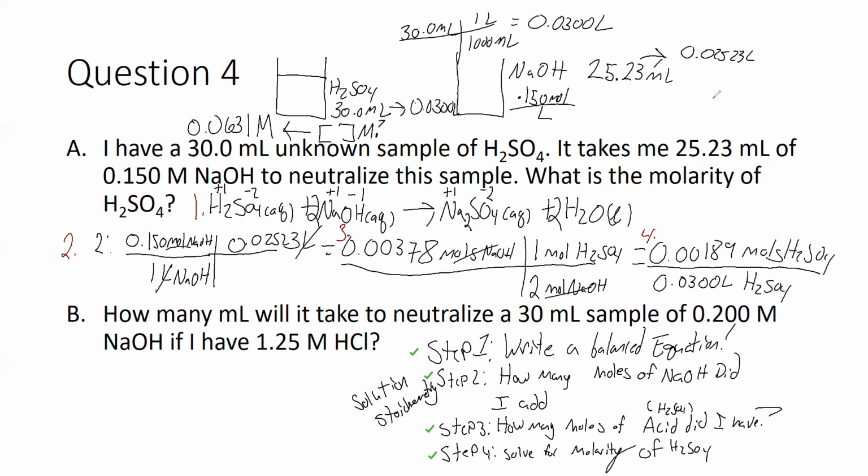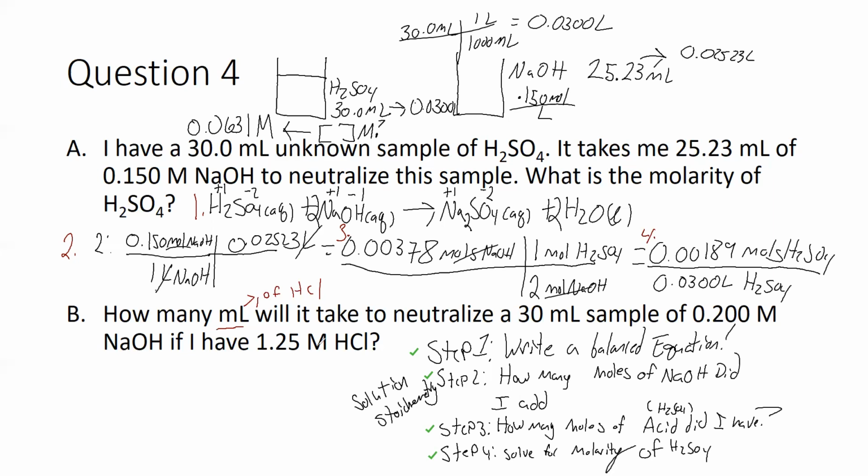All right, so try and do B. B is a little different because it's not a carbon copy of A. I'm asking you to do a similar process, but this time I want to know a volume. So I want to know how many milliliters I need to neutralize a 30 mL sample of 0.2 molar NaOH if I have 1.25 molar HCl. So this should be milliliters of HCl. This will be your final answer.